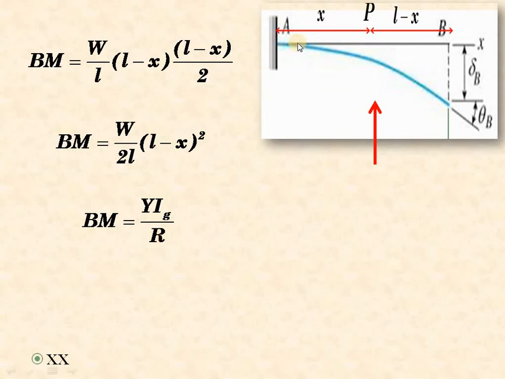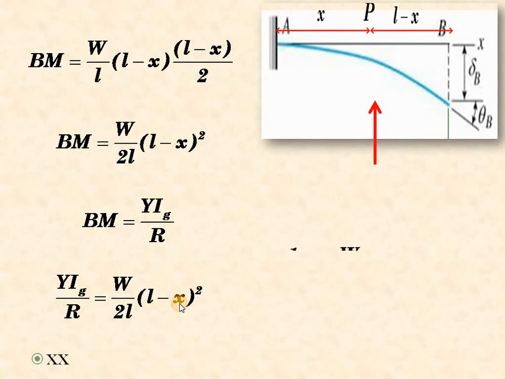Because the bar is bending in the form of a circular arch, obviously it has a radius of curvature that is denoted with a capital R. This expression we have derived in detail. So we can equate: this is the external bending moment and this is the internal bending moment. Obviously, at equilibrium, internal and external bending moment should be equal. So we equate Y I_g by R is equal to W by 2L into (L minus X) square.